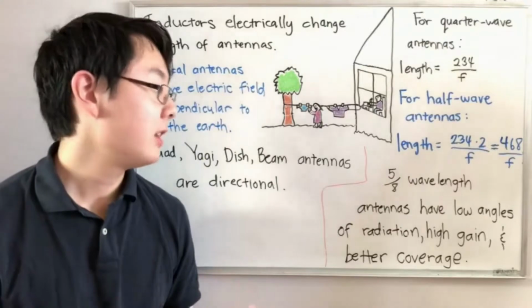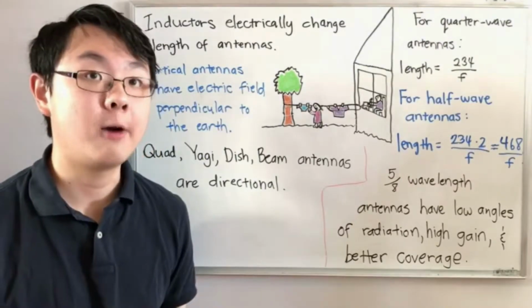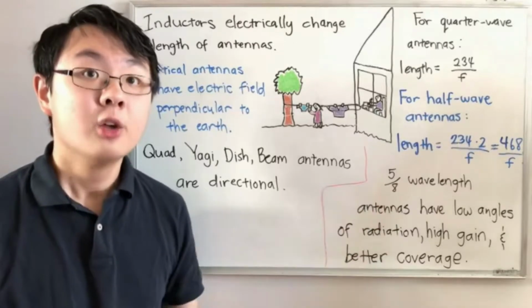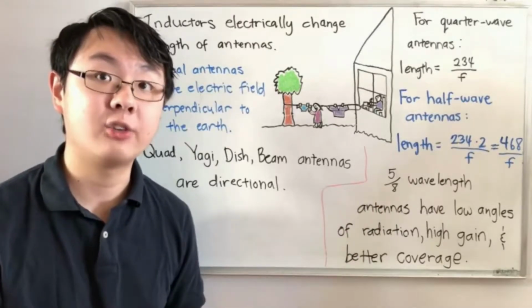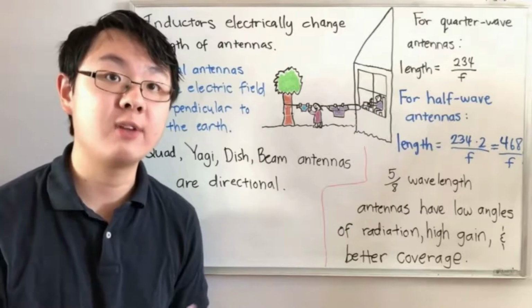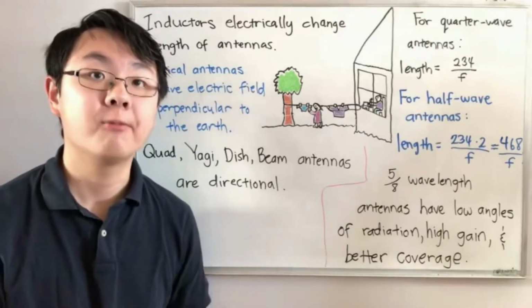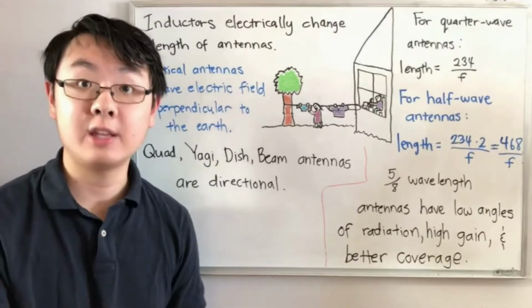All right, so we're almost done. There's just a few more things we're going to look at now, and we're going to especially look at 5/8 wavelength antennas. So these 5/8 wavelength antennas, they're really great for mobile operation on VHF and UHF, meaning if you want to operate VHF or UHF in your car. And the test might ask you why these antennas are so great.